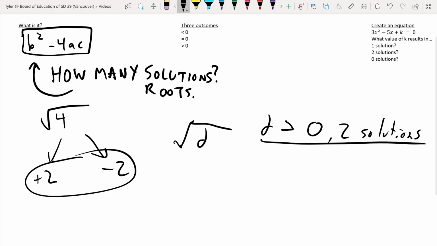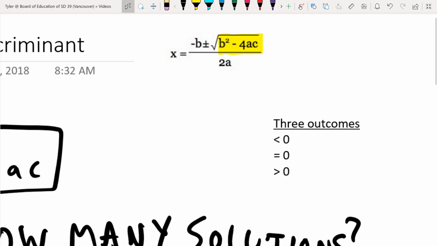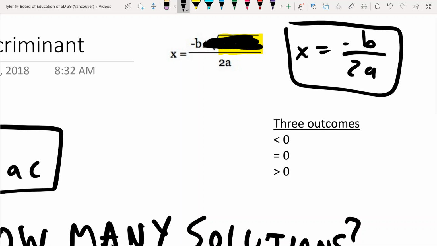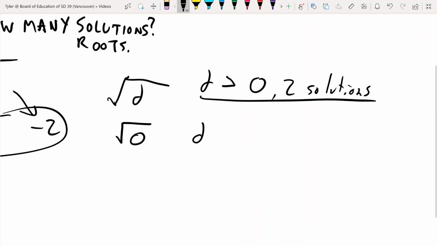There's another special case we need to think about, when we square root the actual number 0. When you square root 0, you get 0. So in our quadratic formula, if we took this part out, it would just be x equals negative b over 2a. Because the square root of 0 is 0, it doesn't matter. This would only give us one answer. So when d is equal to 0, there's only one solution.